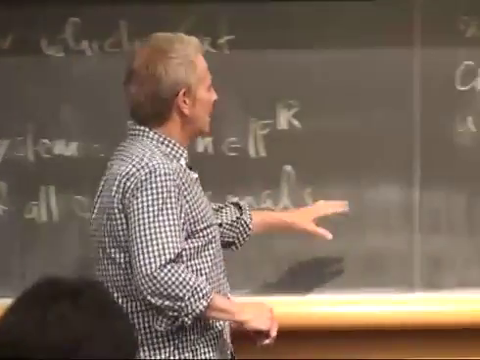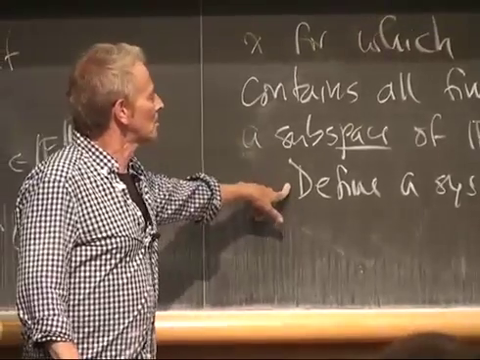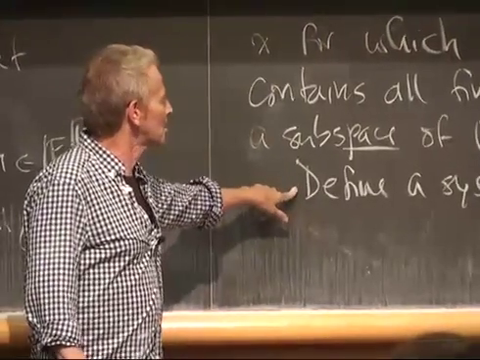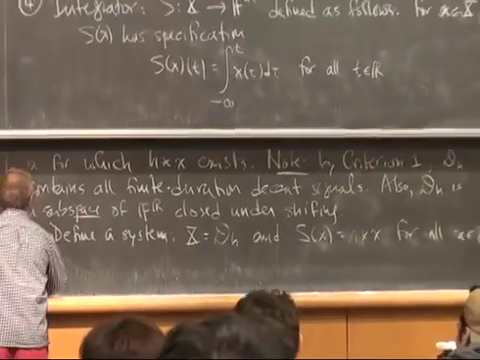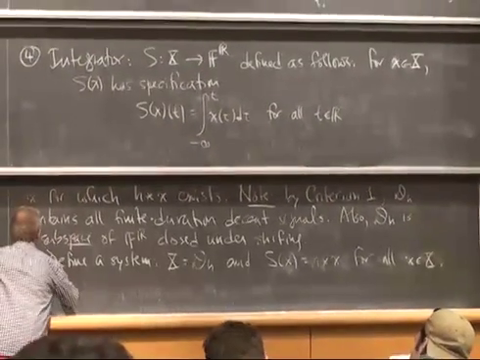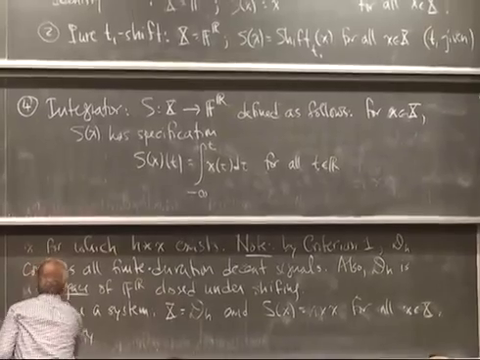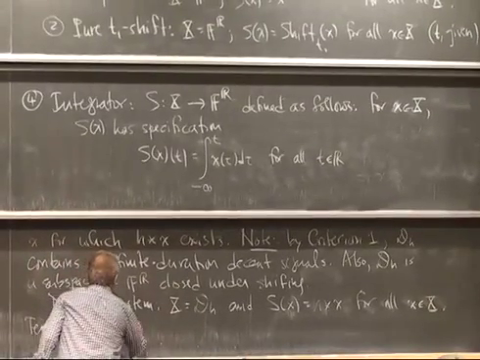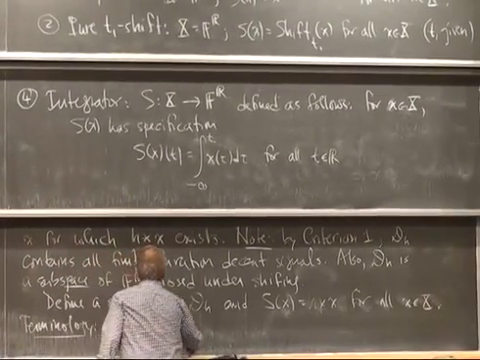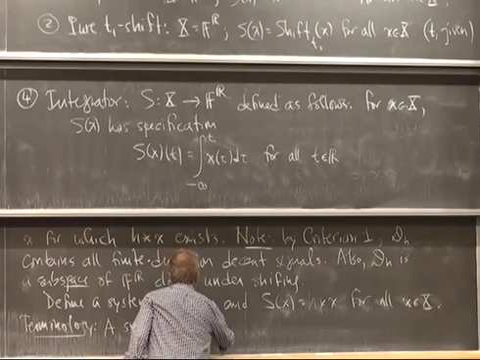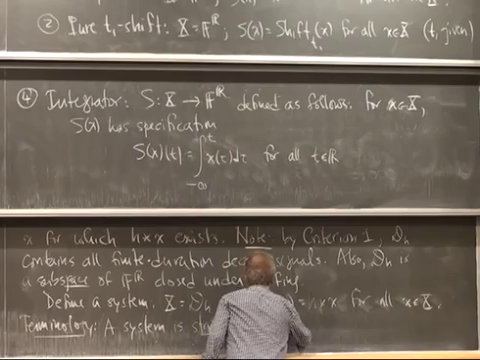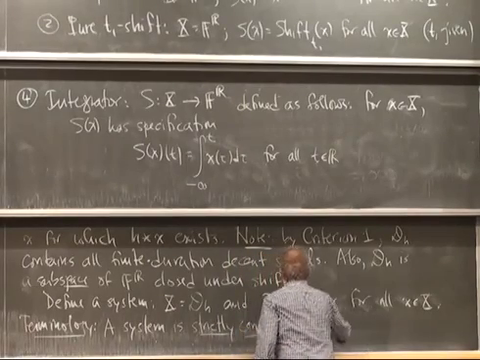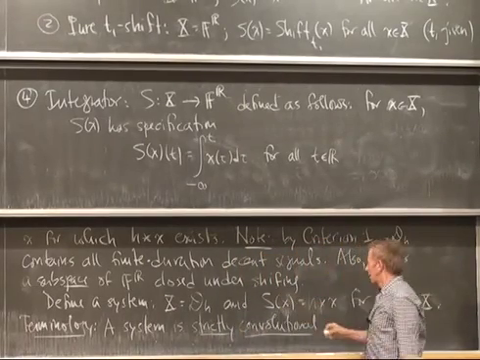So I'm going to define every system, the set of all systems of this kind, as what I call strictly convolutional. So here's a terminology we're going to use. A system is what we call strictly convolutional when it is of this kind.